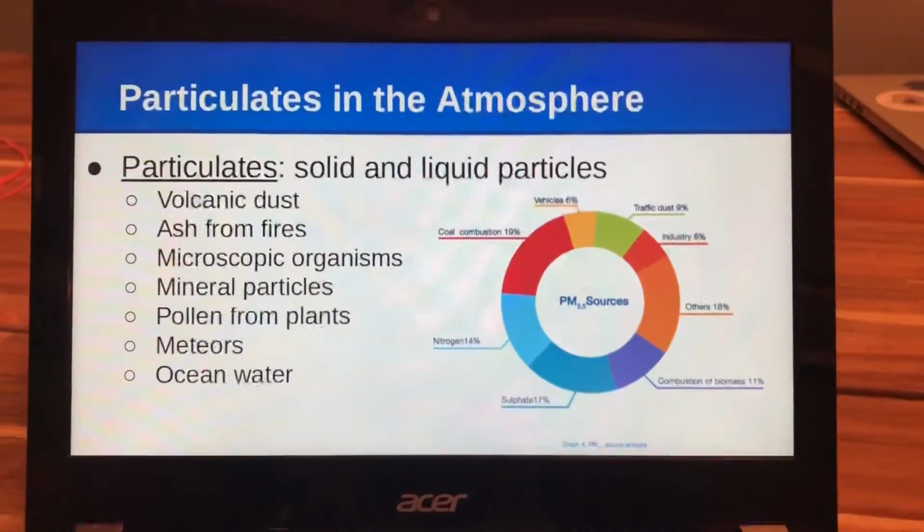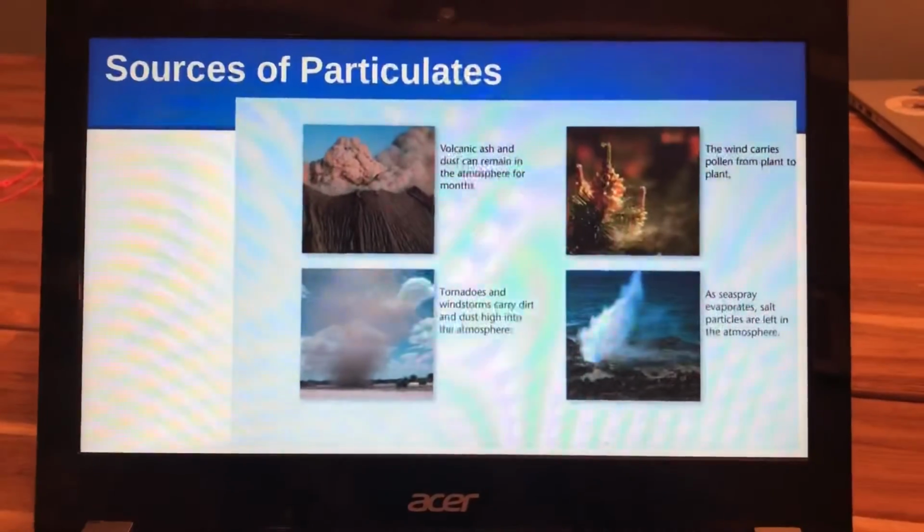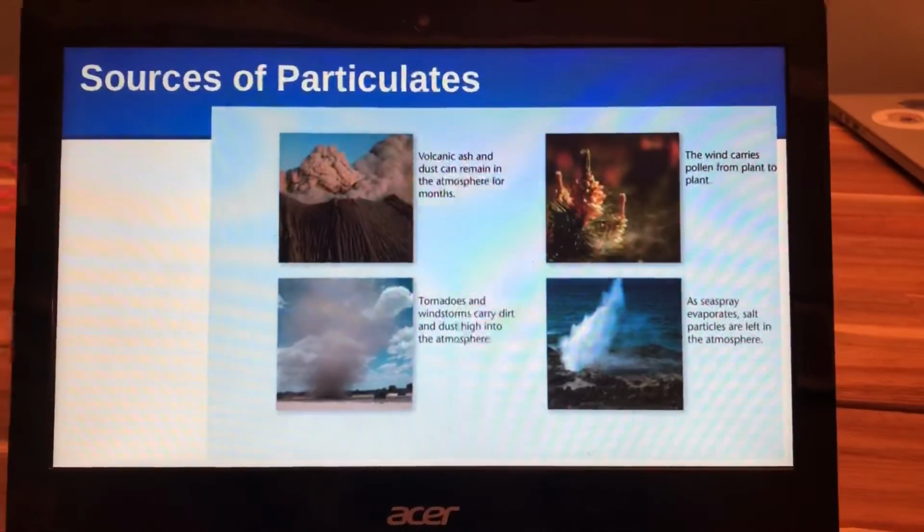All right, so those are all the different components of the atmosphere. And I will call it a day here.